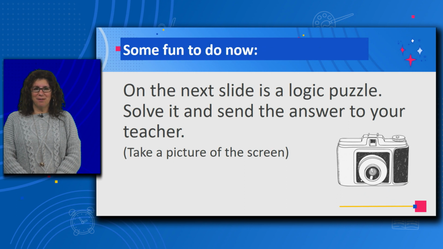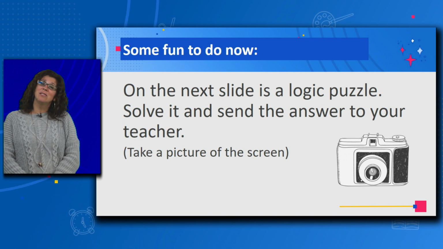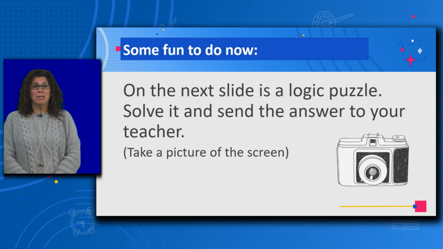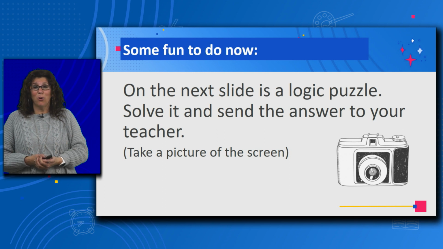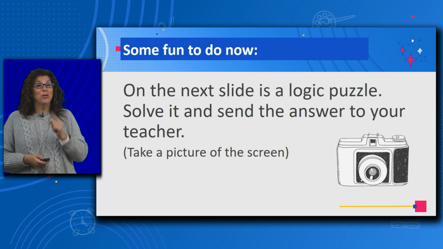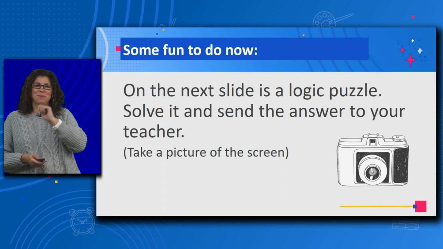Now here's some fun. This is the brain challenge. On the next slide is a logic puzzle. What you need to do is you need to solve it and send the answer to your teachers. Now, if you want to, you can take a picture of the screen. You don't need to copy it, but I would take a picture of it just to make sure that you have it in the event that you don't make it in the 15 minutes that are left. Okay? So, good luck to you, and I hope to hear from you soon.